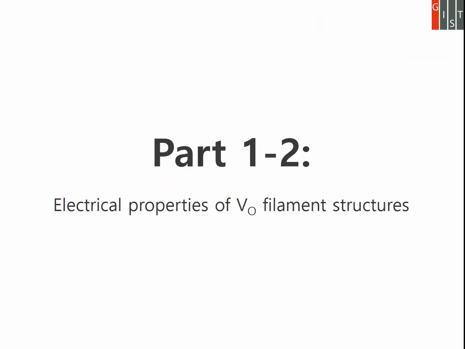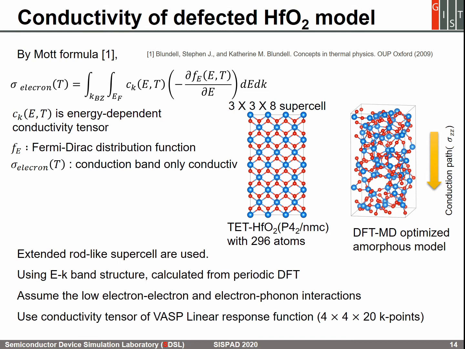Next, the electrical conductivity is calculated for oxygen vacancy filaments. This time, extended rod-like supercells are used, and the total number of atoms in the supercell is 296. By assuming the low electron-electron and electron-phonon interactions, the Mott formula is used to calculate the resistivity. Here, the conductivity tensor is obtained by using the linear response function of the VASP package.